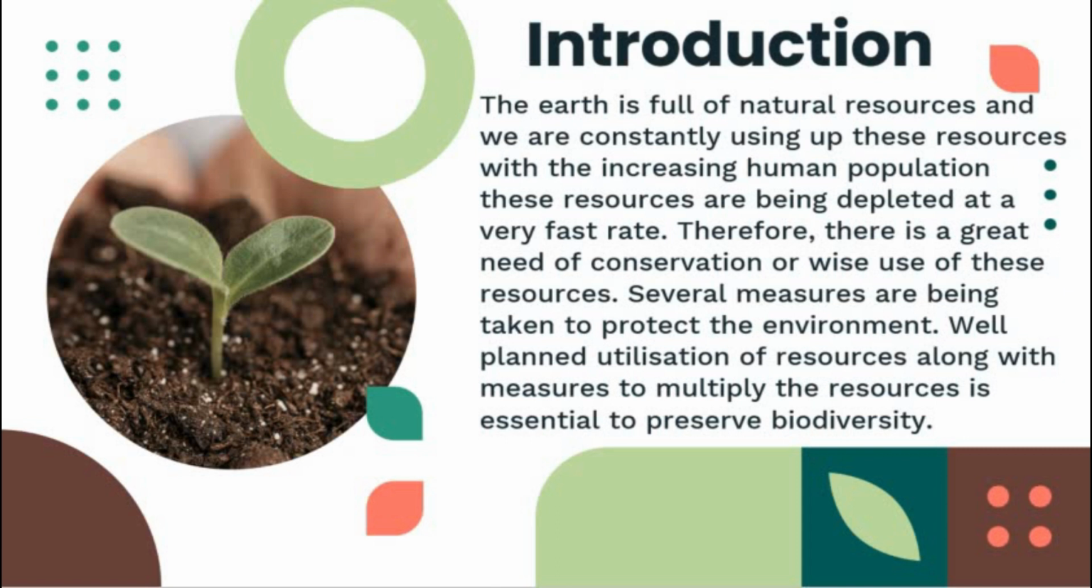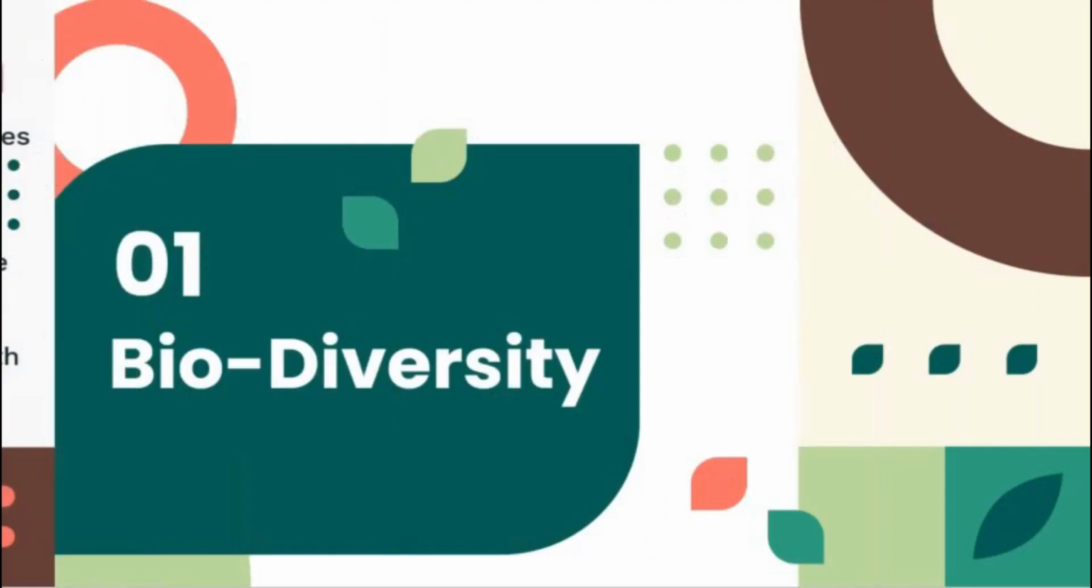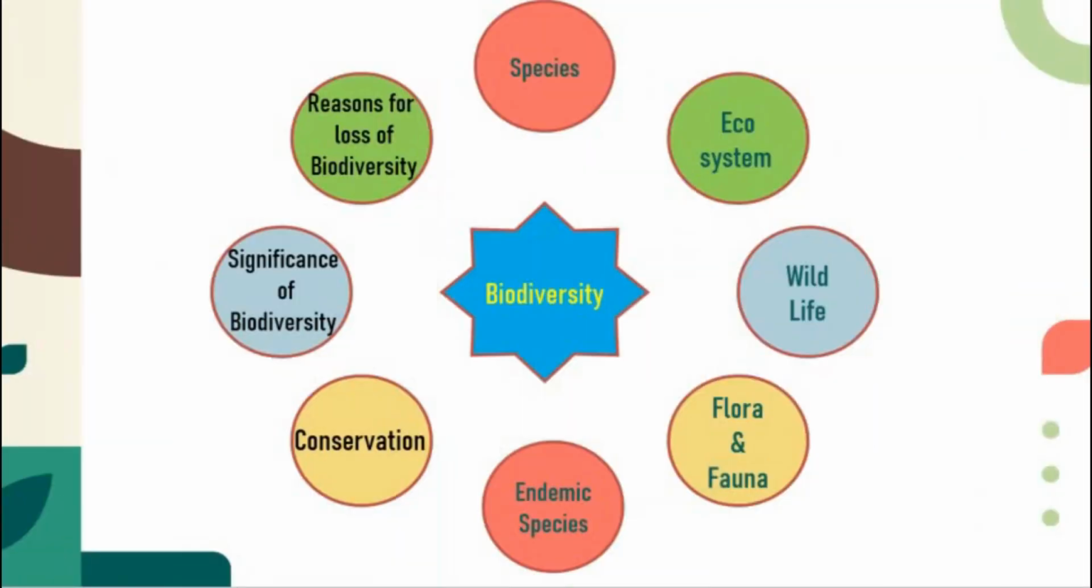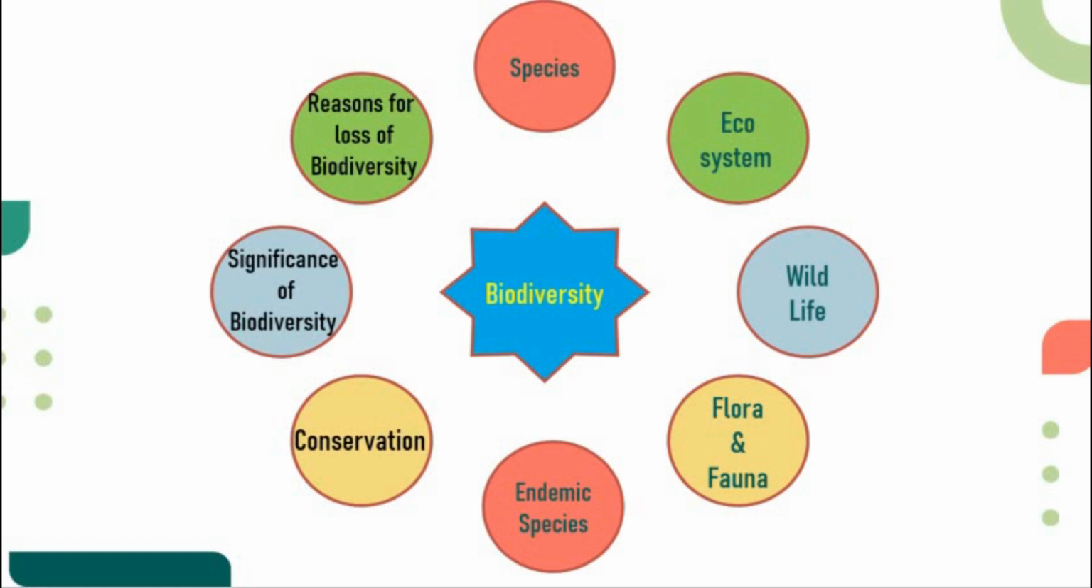Okay, what is biodiversity? Biodiversity is a term used to describe the enormous variety of life on Earth. It can be used more specifically to refer to all of the species in one region or ecosystem. Biodiversity refers to every living thing, including plants, bacteria, animals, and humans. This is the brief about biodiversity.